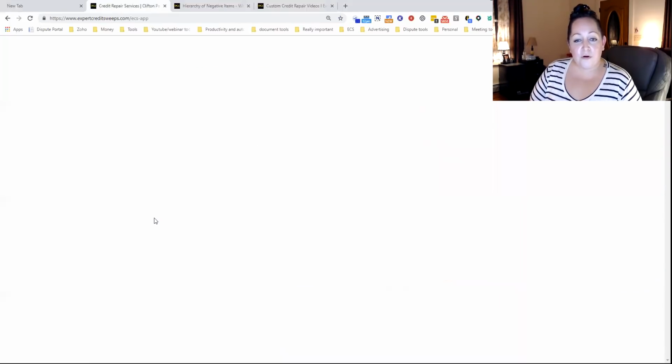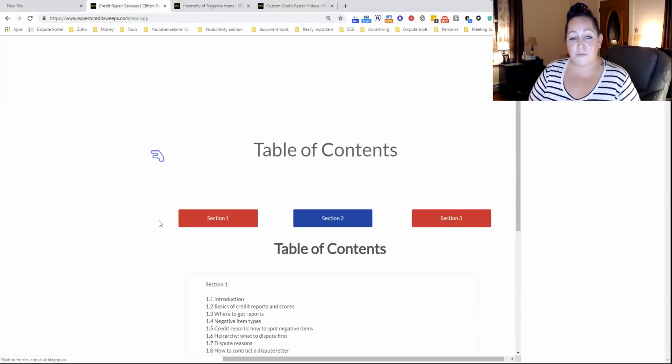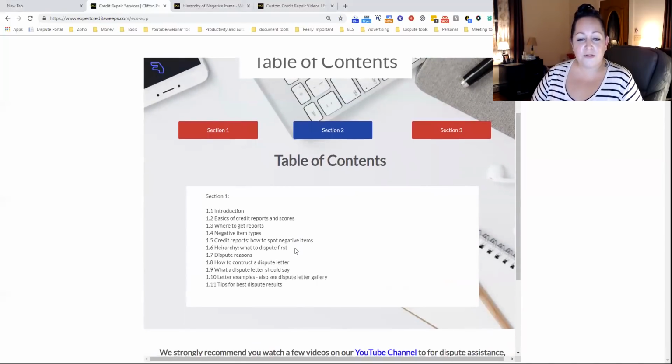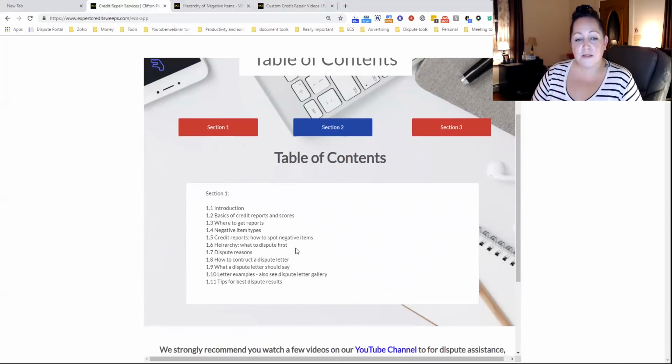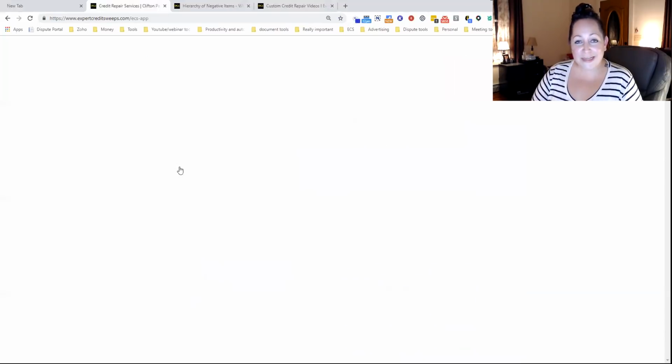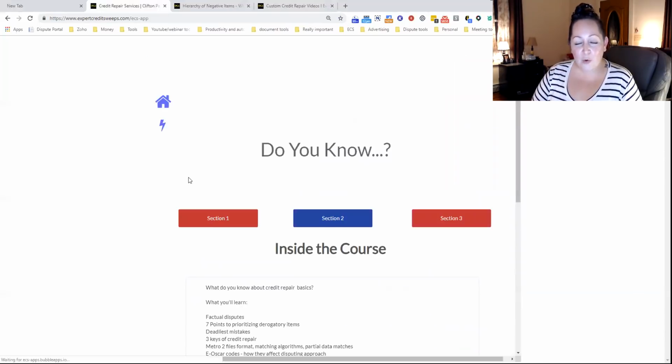Going to the next page, I want to show you the table of contents. Any course should have one of these. This was just thrown together yesterday because I needed a place to start. I had my notes. Now this is very, very basic, but my course is not basic, and you will see on the next page that it's not. So let's look at what is included, what's inside the course.